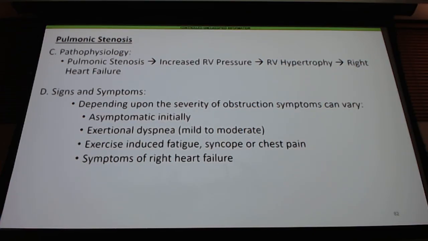With pulmonic stenosis, you have that resistance to opening of the valve. It's going to lead to an increase in the right ventricular pressure, which is then going to lead to right atrial problems, which then is going to lead to heart failure. So you're going to have right-sided heart failure because of this.